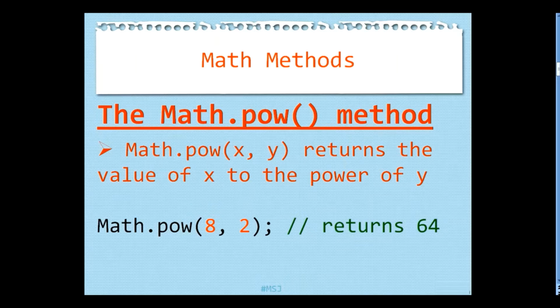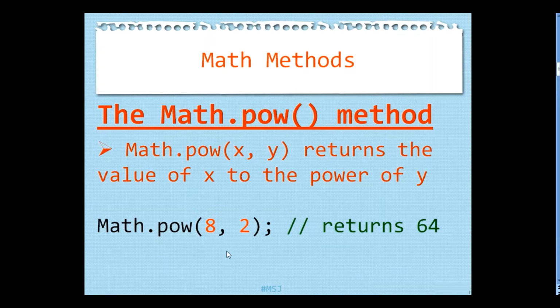Now we see certain methods of this Math object. The first method is pow. We know pow means power. So Math.pow(x, y), we need to pass two arguments, x and y. This method returns the value of x to the power of y. Math.pow(8, 2): this is x, this is y. What happens? x to the power of y.